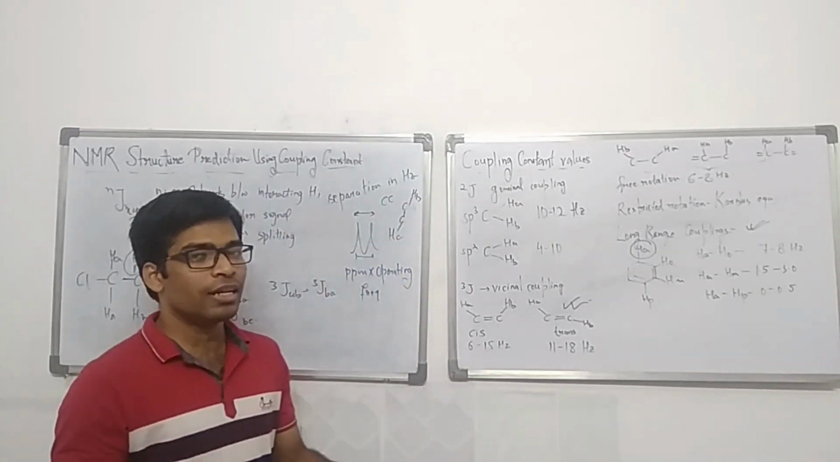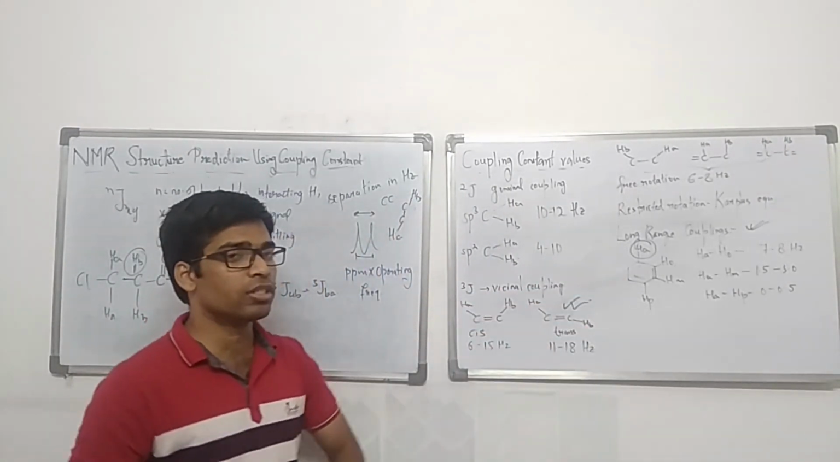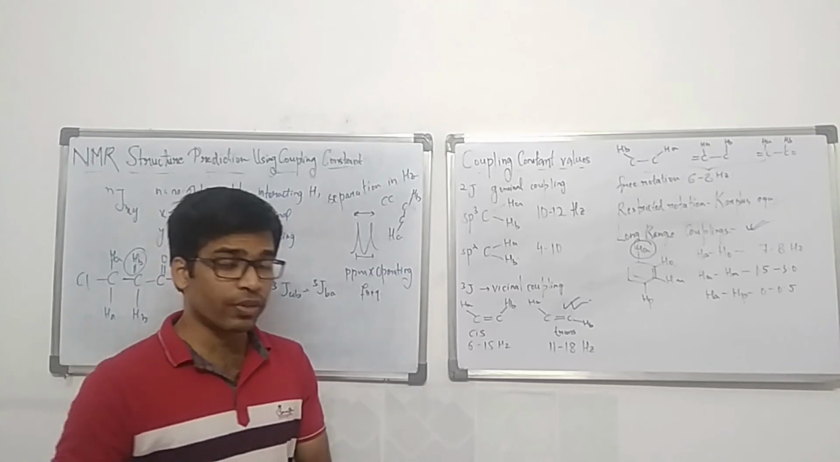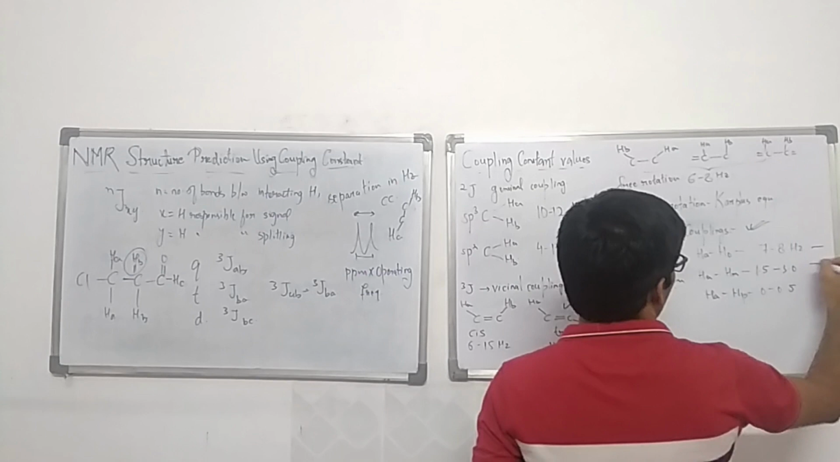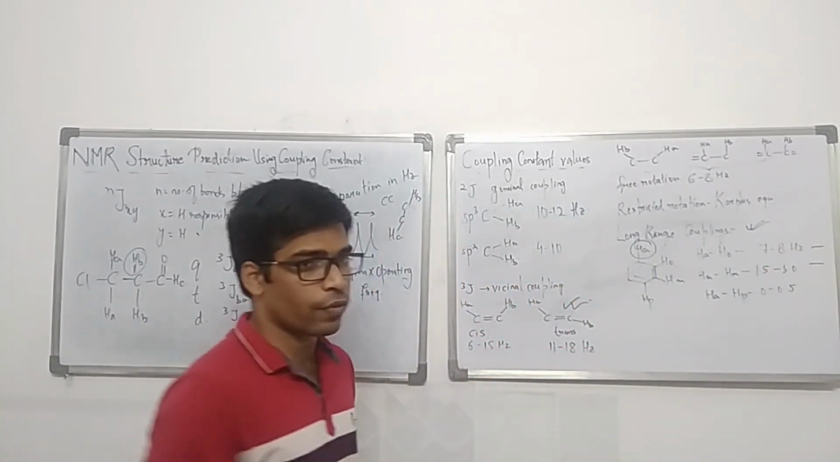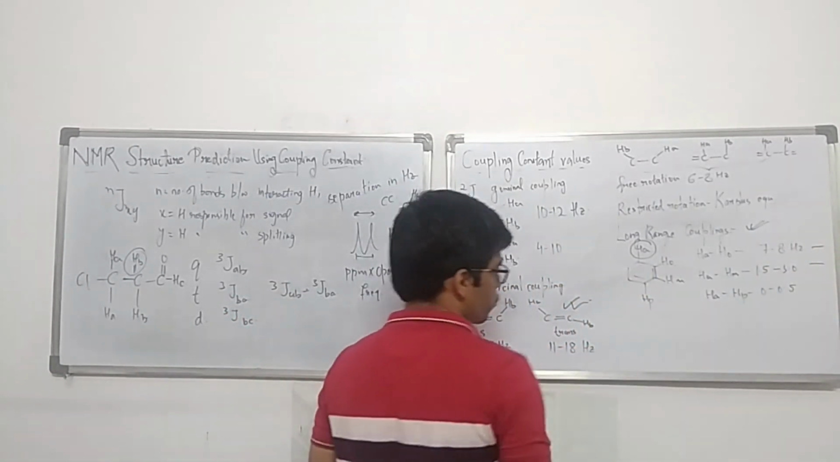The larger the distance between the interacting protons, the lesser will be the interaction between them. Now mostly ortho and meta values are used in the questions, but you should also remember the para values.